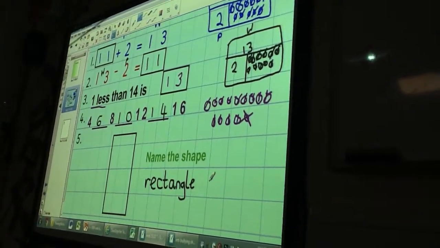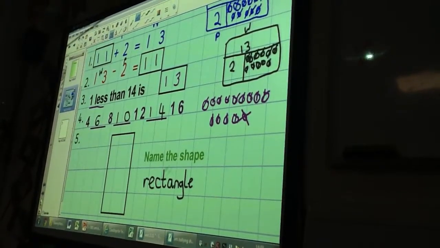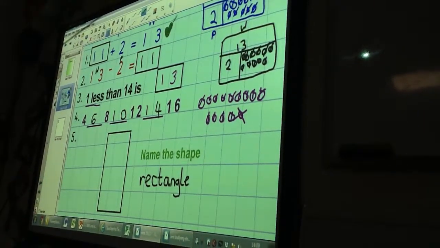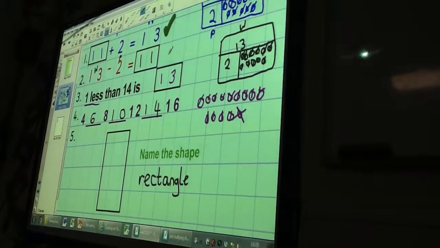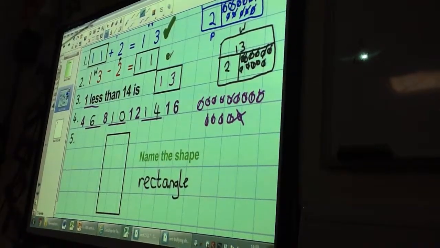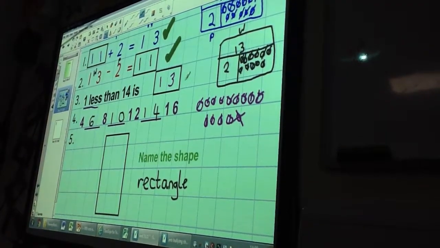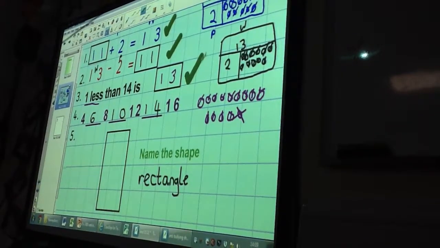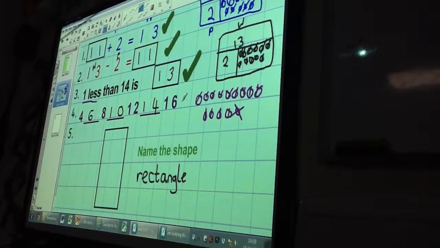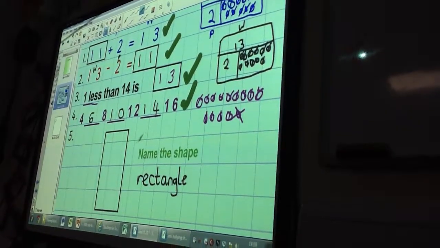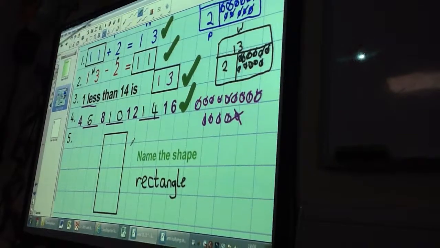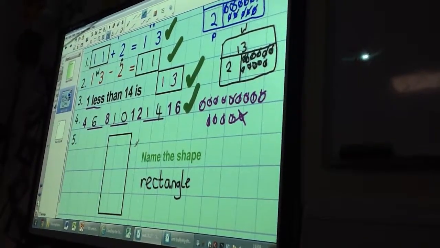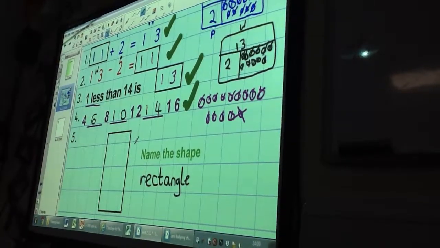You've done awfully well. Who got number 1 right? Oh, well then you give it a tick if you have. Who got number 2 right? Who got number 3 right? Oh, not so many of those. Who got number 4 right? Ooh, good show. And who got number 5 right? Who knew that was a rectangle? I thought I heard somebody say square. A square would have to have all the sides the same. Well done.